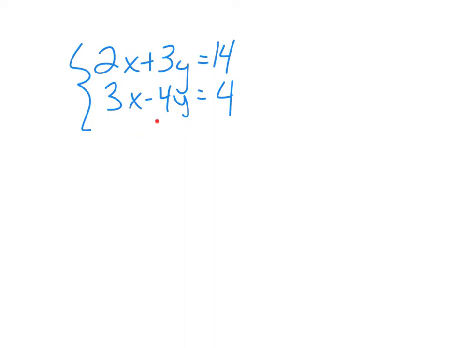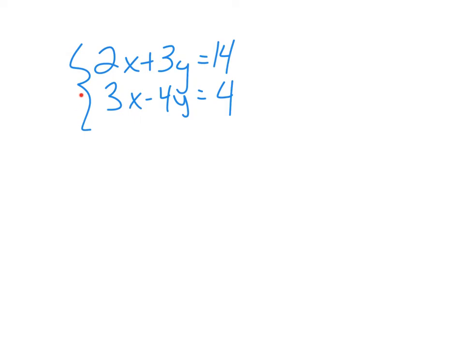Or if I wanted to do the y's instead, I have a 3 and I have a 4. So think of the smallest number that 3 and 4 both go into. That would be 12. I could make them both 12. The choice is up to you. It will work either way. Okay, just since 6 is smaller than 12, I'm going to do the x's instead.